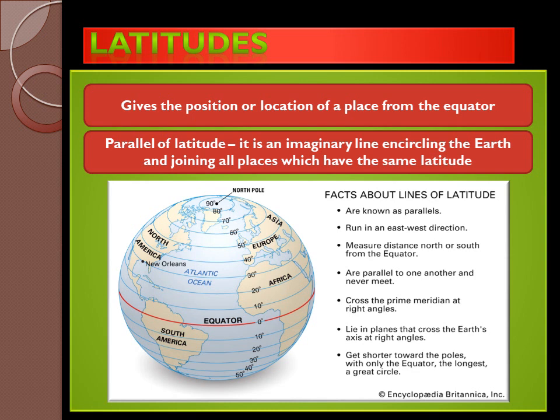Equator is 0 degree. Then you can see if you go upwards 10 degree north, 20 degree north, 30 degree north, 40 degree north, 50 degree north, 60 degree north, 70 degree north, 80 degree north, and at 90 degree you have the north pole. The same way when you go downwards you have 10 degrees south, 20 degrees south, like this, and at last you will have the 90 degrees south, which is south pole. So you can see, and this measurement is taken as per the equator, and as they run parallel they are known as parallel of latitude.